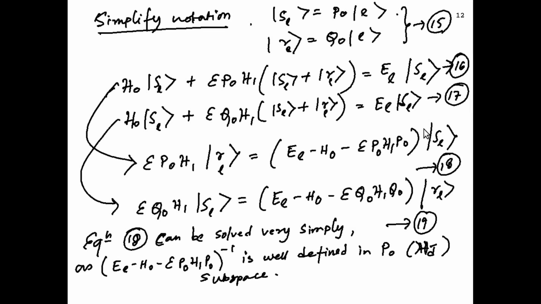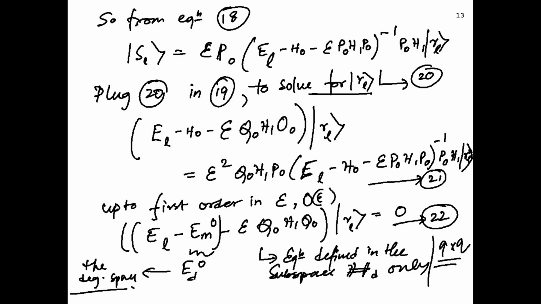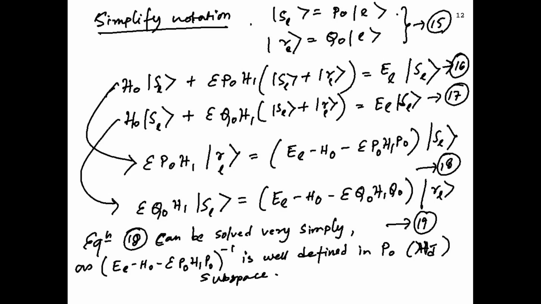Okay, so now look at equations 18 and 19 and see that equation 18 can be solved very simply, because this object, EL minus H naught minus epsilon P naught H1 P naught, is well defined in the P naught subspace, and it acts on SL, which is basically in the P naught subspace. So I can easily invert equation 18, and this whole thing is a P naught subspace equation.